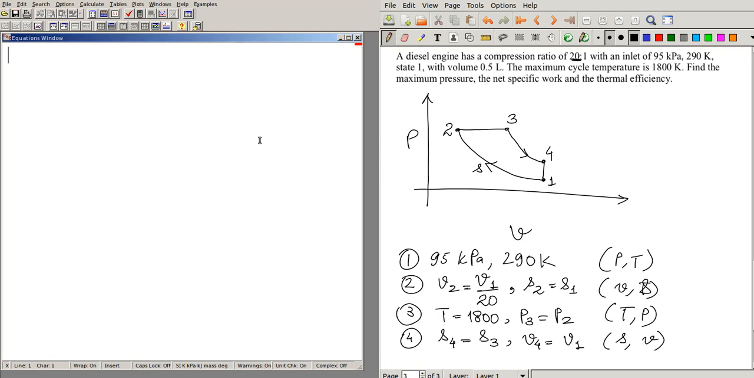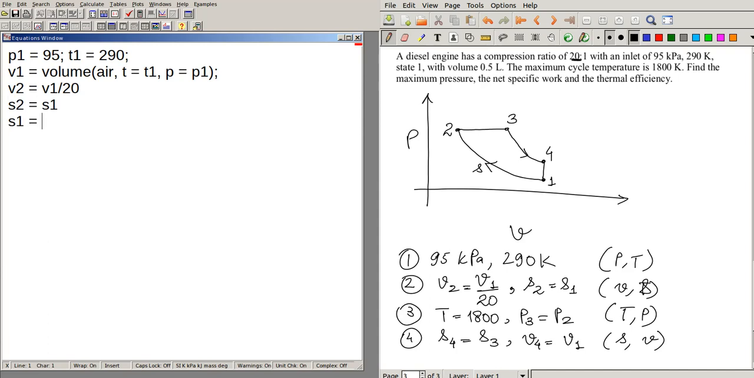So P1 is 95, T1 is 290. I've set the units in EES to be in Kelvin. V1 will be the volume of air at T equal to T1 and P equal to P1. As per the information about the compression ratio, V2 will be V1 by 20, and S2 will be equal to S1, where S1 equals the entropy of air at T equal to T1 and P equal to P1. So far so good.